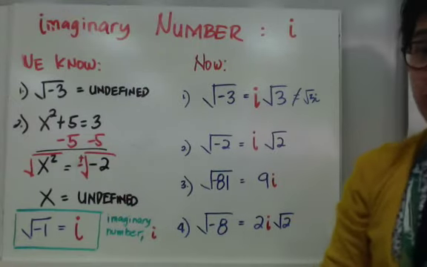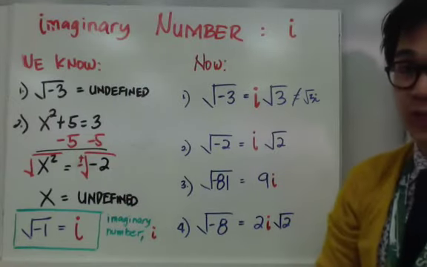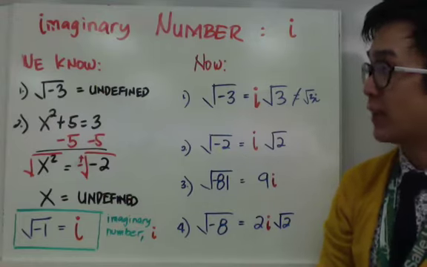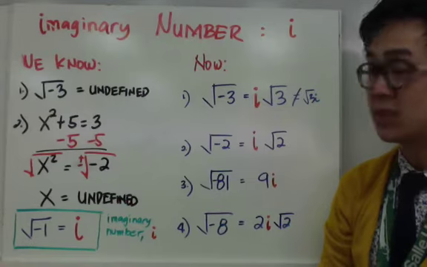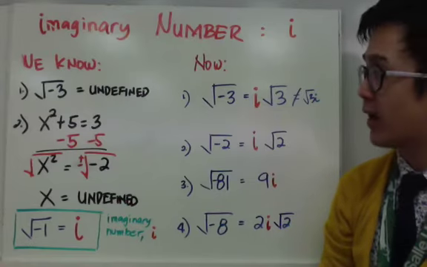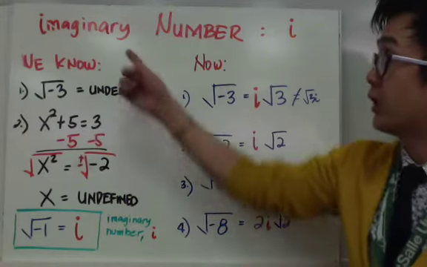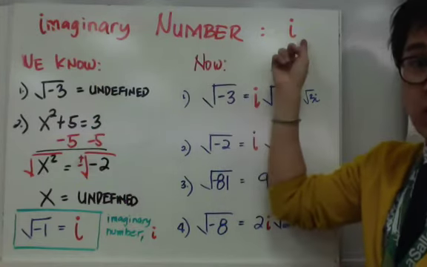Now we know from our previous lesson that square root of negative 3 is undefined. So every time you solve for x in a quadratic equation and you end up with a square root of a negative number, we automatically write undefined. But this time, we're not going to write undefined anymore. We are introducing the imaginary number i.